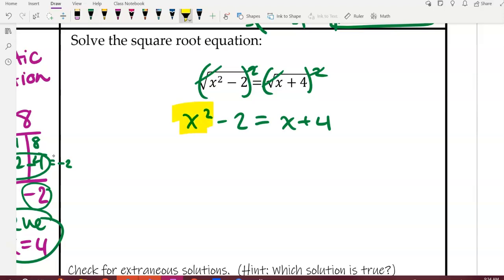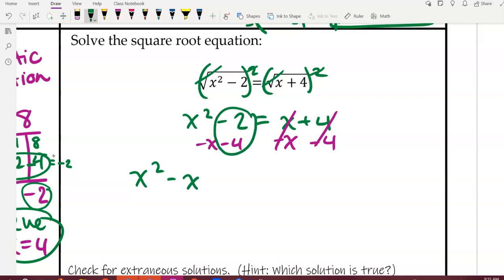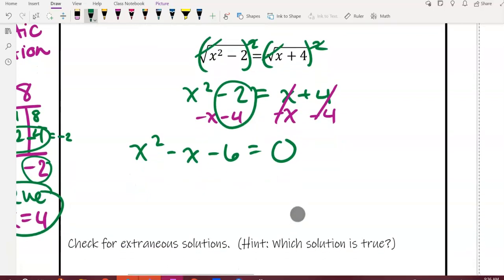Now, again, I see we have an x squared and an x. So that means we're going to have a quadratic, which means we need to subtract and or add everything to one side. So we have x squared minus x, -2 minus 4 is -6. All right, once we move everything to one side, we can go ahead and factor. We got three terms, so we got to use ABC.